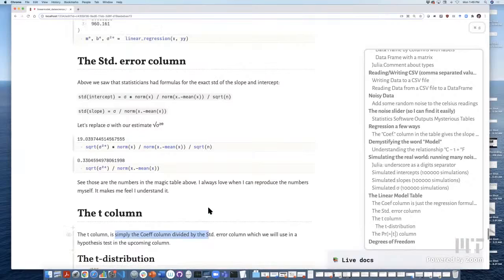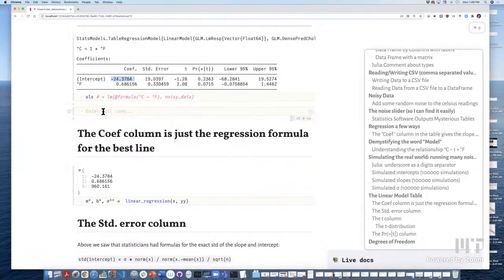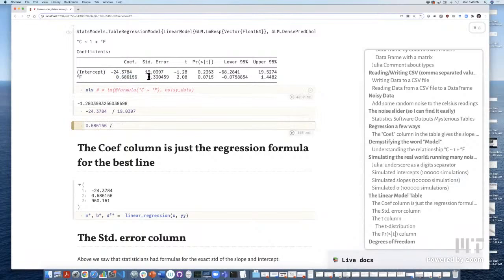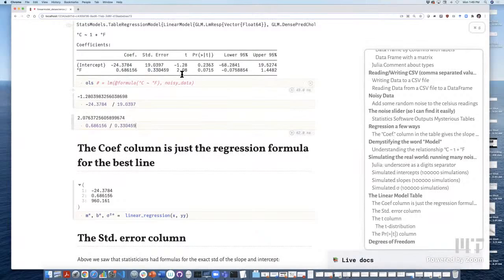If you don't believe me, I'll open up a cell and I'll actually take this number and divide it by this number. So you can see it with your own eyes. And you can see that that is this number here, minus 1.28, right? Or similarly, I could take this number. You see, I couldn't have pre-done this because it just got calculated now here. So I did this and I got 2.08, okay?